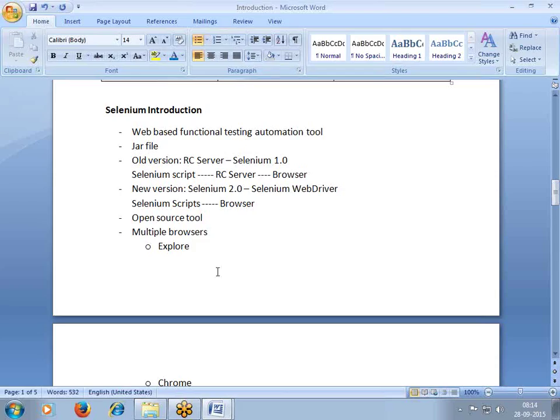Sir, for example, web-based applications mean Java is also web-based, .NET also web-based, like that, right, sir? Yes, like that. Even in web-based applications, they will be using some third-party controls. Also, there will be some special technologies which may not be well supported by Selenium. So there are still some challenges.